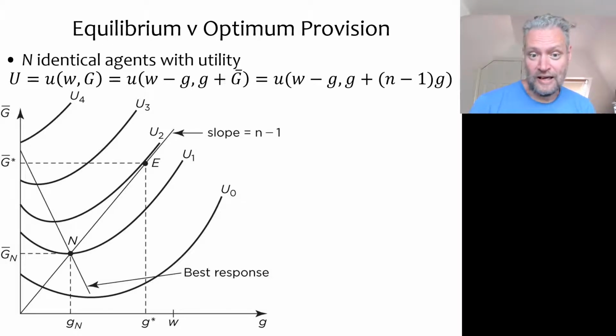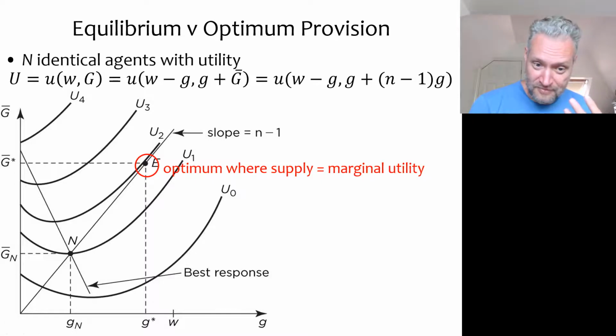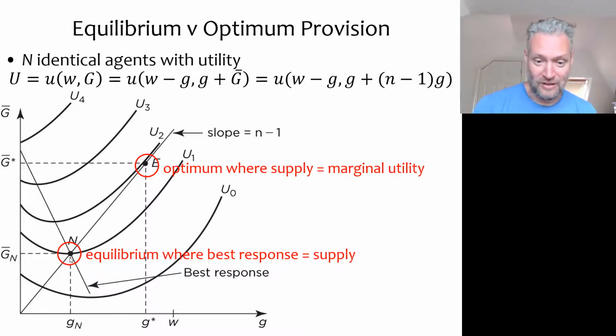Now, what do we learn from this graph? The optimum is, of course, where supply equals marginal utility, and that is in point E. Market equilibrium is where supply meets demand, not marginal utility, demand. And that is in point N, where the best response function equals the supply function. And what you see immediately is that G star, the optimal supply, is much smaller than the equilibrium supply Gn, right? So that is why the market under provides for public goods.